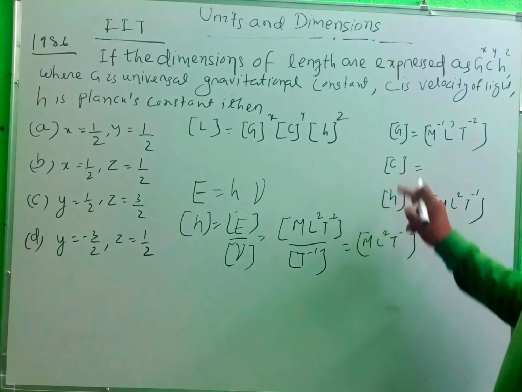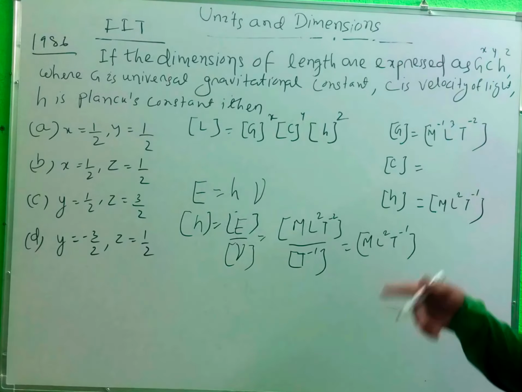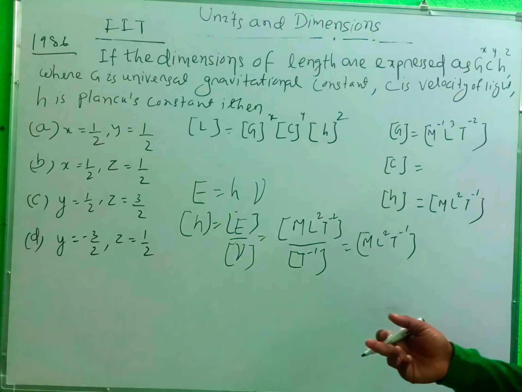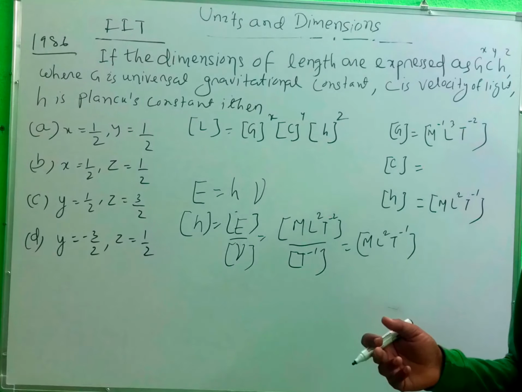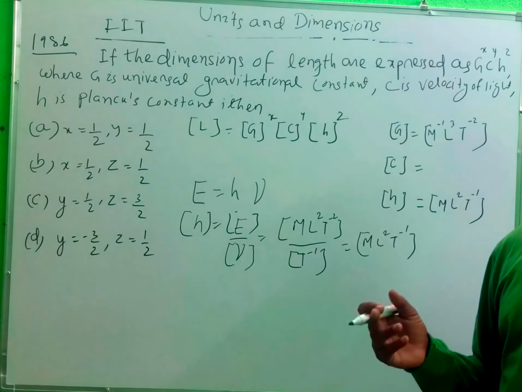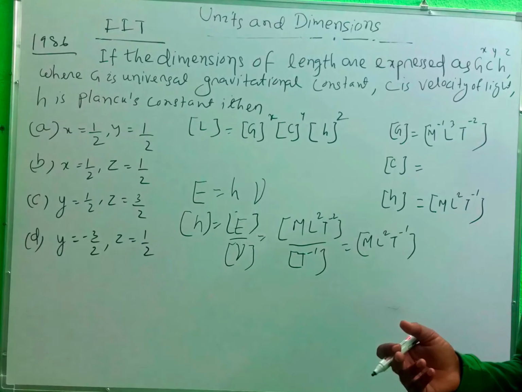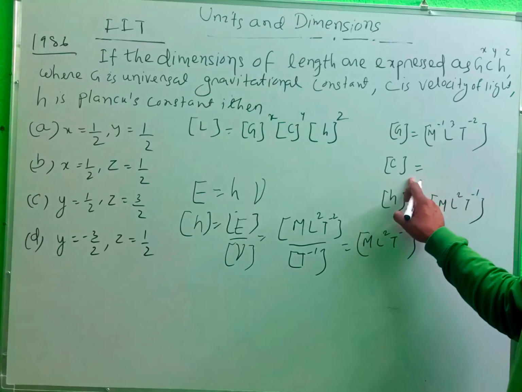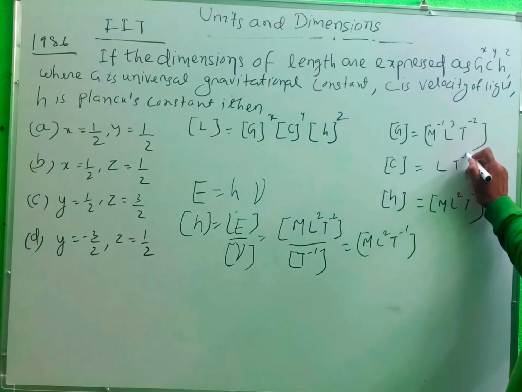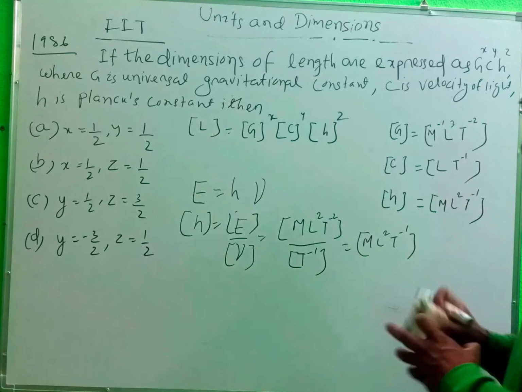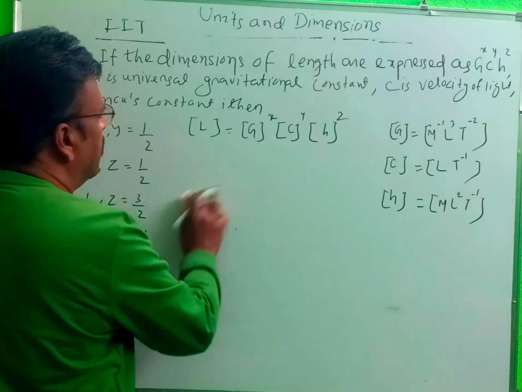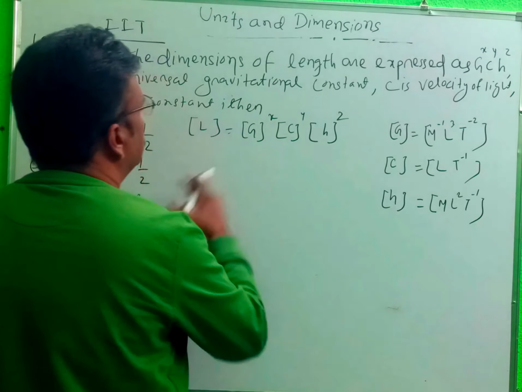Okay, student? And what is c? c is the velocity of light. It is one velocity. So what is the dimension of velocity? Velocity is the time rate of change of displacement. Okay, student? How much a body gets displaced during a particular time, that is its velocity. And so this is L by T, or L T to the power minus 1 will be the dimensions. So we got the dimensions of the three physical quantities, and now we will put these values in this equation.